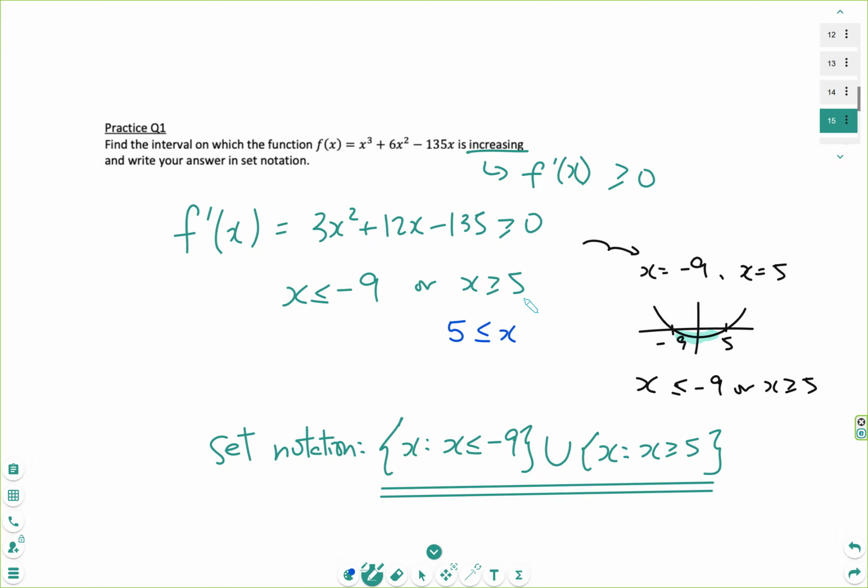Now, we tend to write x on the left hand side, so you have to manually write it this way. Is 5 less than or equal to x wrong? No, but it's just weird.